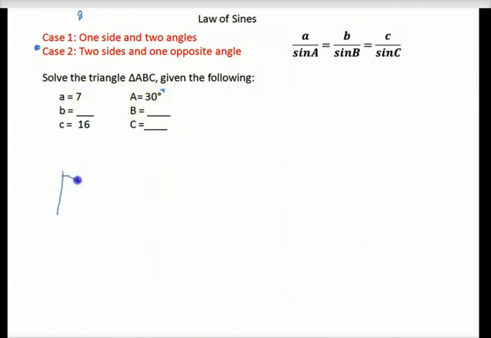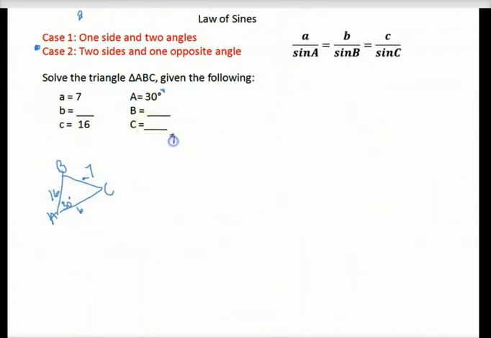All right, let's use the law of sines. I'm going to set up my figure, A, B, and C, and the sides opposite those, little a, little b, and little c. A is 30 degrees, so that makes little a is 7. Our small c is 16, should be across from our angle C.